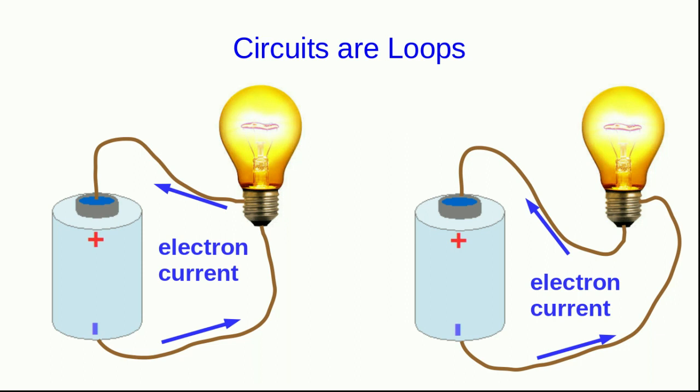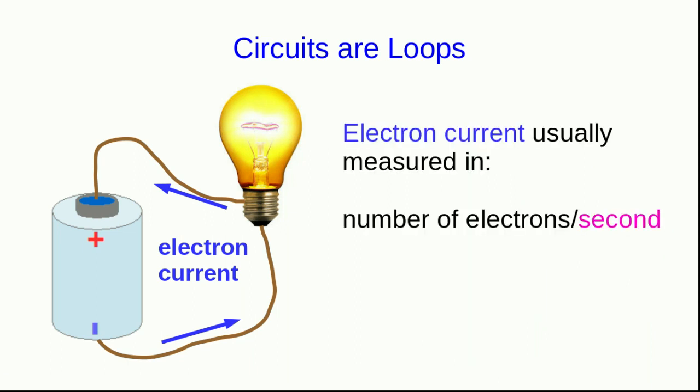That allows an electron current to flow, by which we mean that electrons come out of the negative terminal of the battery and flow around in what we refer to as the electron current until they arrive at the positive terminal. The electron current is usually measured in a number of electrons per second, and you may guess that measured that way it tends to be a rather large number, since a wire will have a lot of electrons in it.